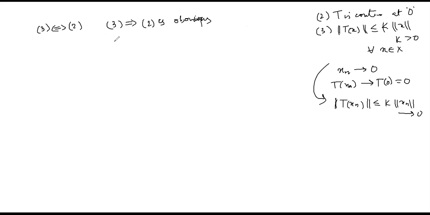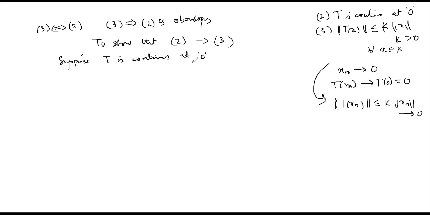The question is, does 2 imply 3? Now to show that 2 implies 3, suppose T is continuous at 0. Now we have to show that, what do we have to show?